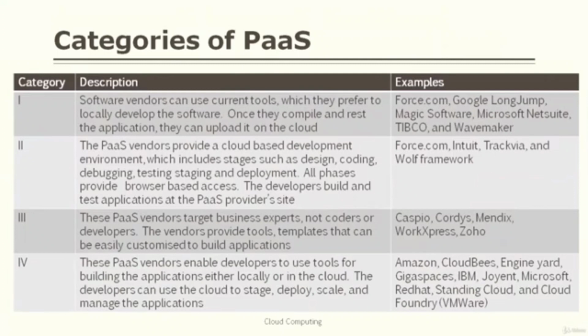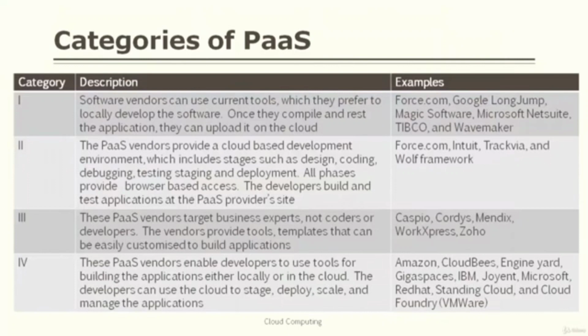Category 1 means the software vendors can use the current tools which they prefer to locally develop the software. Once they compile and raise the application, they can upload it on the cloud. What are the examples of this category 1? Force.com, Google, LongJump, Magic Software, Microsoft, NetSuite, TIBCO, and WaveMaker.